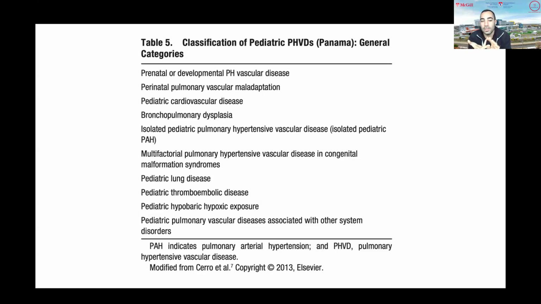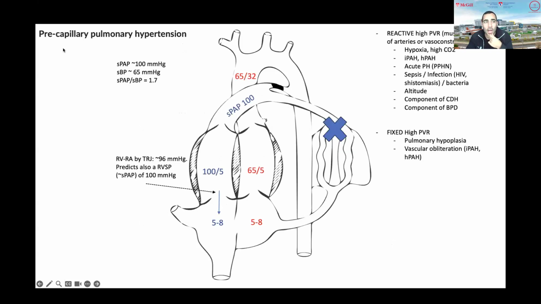There's obviously pediatric lung disease, thromboembolic disease, and altitude, what we call hypobaric hypoxic exposure. And then there are other elements like genetic conditions, trisomy 21, BMPR2, TBX4, which are a bit more advanced, as well as hypothyroidism, HIV, and schistosomiasis. There are other causes you can see. The classical one, when we think about pulmonary hypertension, is pre-capillary, or pulmonary arterial hypertension. It's often an issue on the arterial side, whether it is a reactive high PVR due to various reasons, or a fixed PVR.